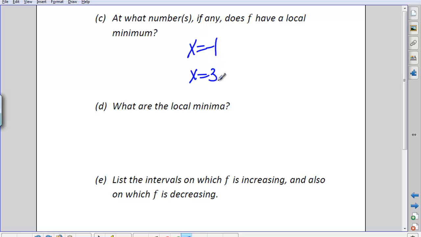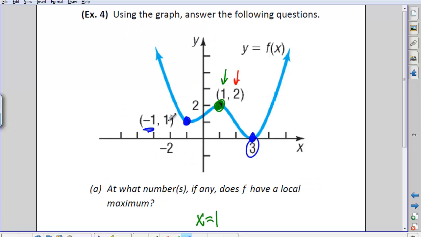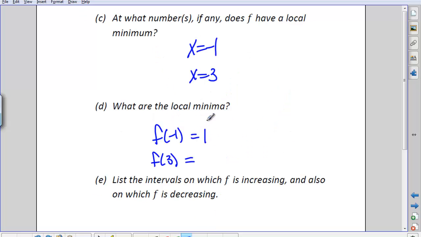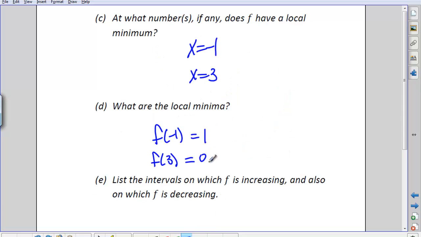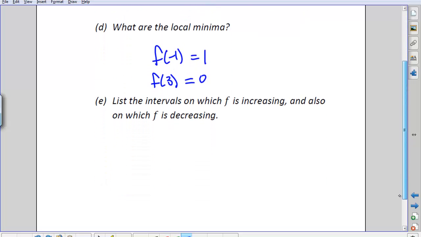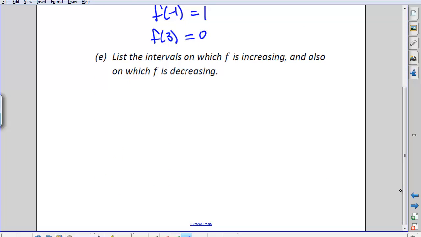So two local minima. Now what are they? That would be the y values for those 2 points. So the first one is 1. The second one, this point right here, has a y value of 0. It's on the x-axis. So those are the minima, 1 and 0. And then the last question, list the intervals where f is increasing and where f is decreasing.